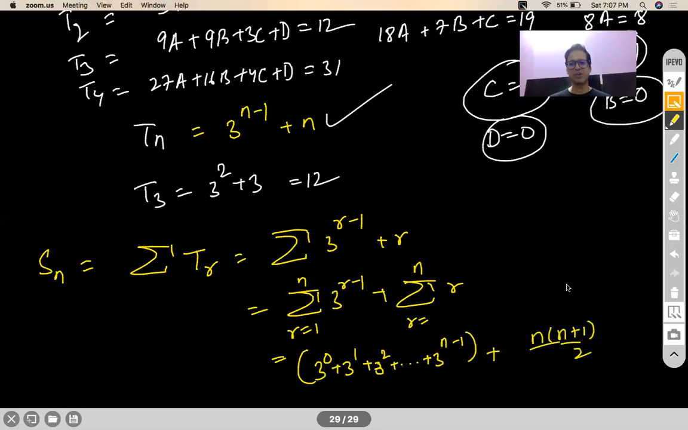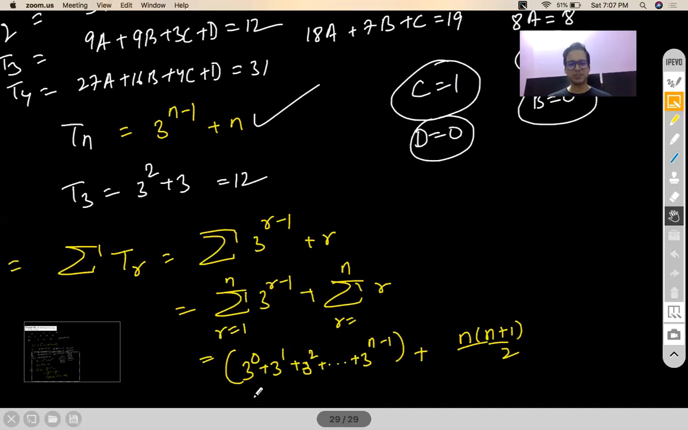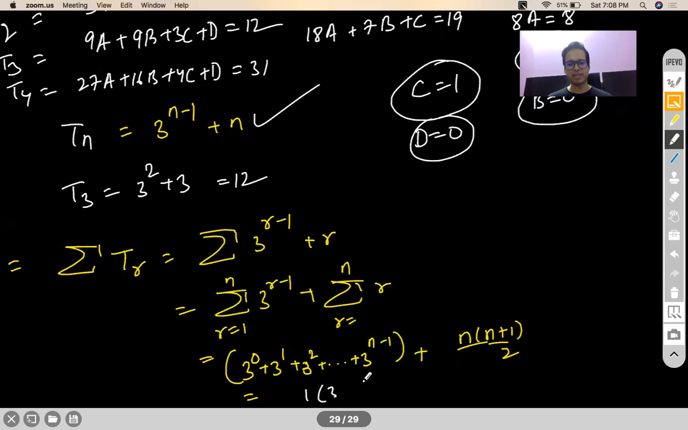Correct? Let's complete this also. So this will be 1 into 3 to the power n minus 1 by 2 plus n into n plus 1 by 2. This is your answer. Any questions? Any questions?